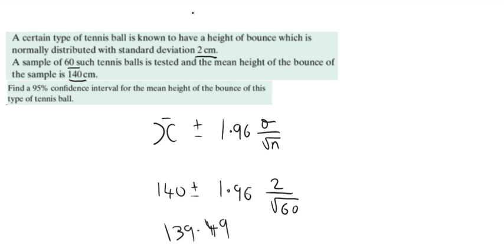So we get 139.49 for the minus, and then for the plus it is 140.51 when we round it off. So that's the confidence interval. We know that the mean of all tennis balls has to be between 139.49 and 140.51, or we're 95% sure that it has to be between those. So that's it.